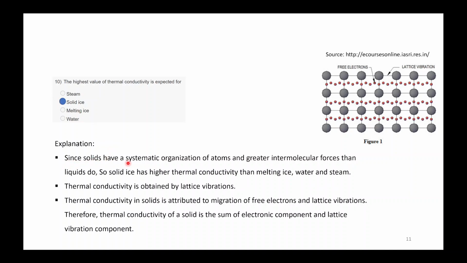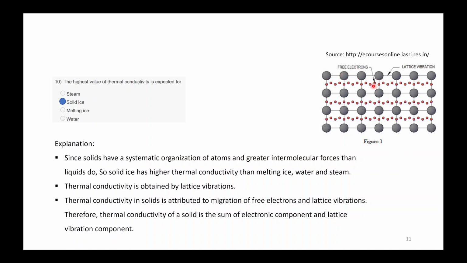Now since solids have a systematic organization of atoms and greater intermolecular forces than liquids do, solid ice has higher thermal conductivity than melting ice, water and steam. Thermal conductivity is obtained by lattice vibrations, and thermal conductivity in solids is attributed to migration of free electrons and lattice vibrations. Therefore, thermal conductivity of a solid is the sum of the electronic component and the lattice vibration component.